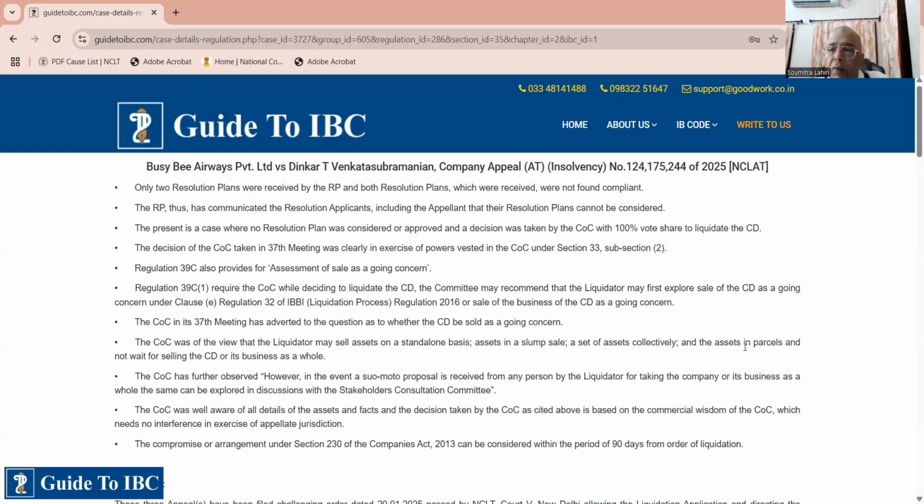So this entire decision was perfectly legal, perfectly logical, and it took into view that the company is not a going concern. But in case somebody comes and says that yes, they are ready to take it as a going concern, then the liquidator, in consultation with the SCC, can decide. Otherwise, they can go and sell it in the manner decided by the COC as per Regulation 39C.